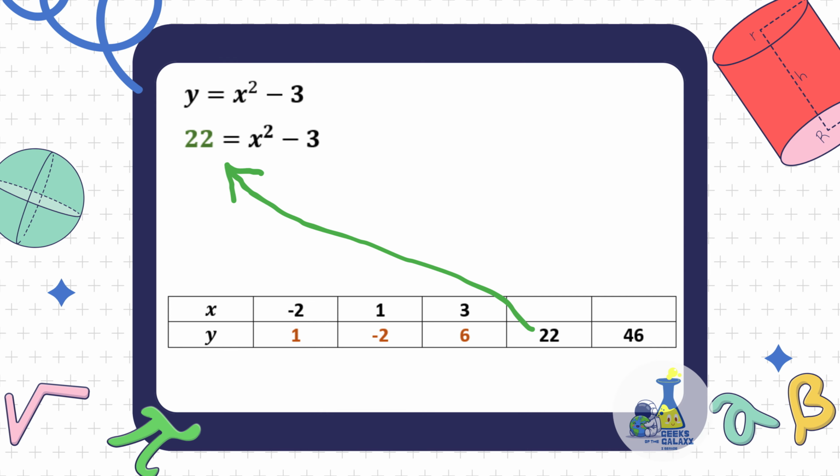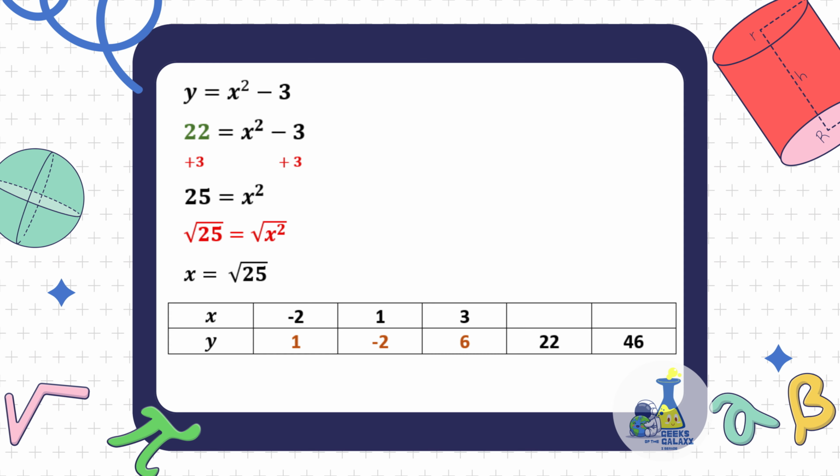We'll notice once again that we are now given the y value instead of the x value. We go back to our initial equation and we substitute the y with 22. Our equation reads that 22 equals x squared minus 3. Our first step is to do the inverse operation of subtracting 3, which is adding 3. We do this on both sides of the equal sign, which means that x squared equals 25.